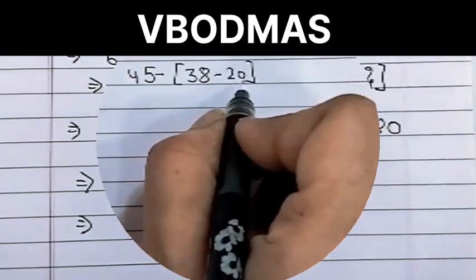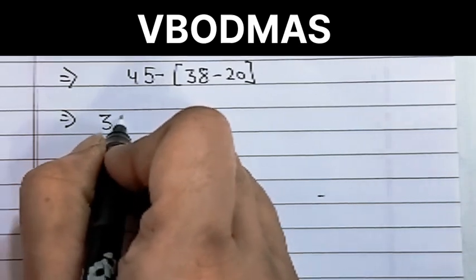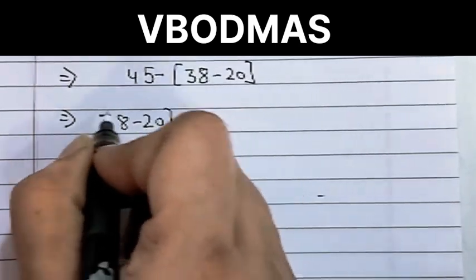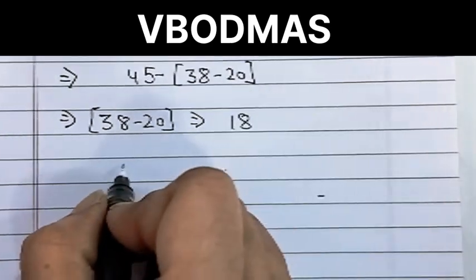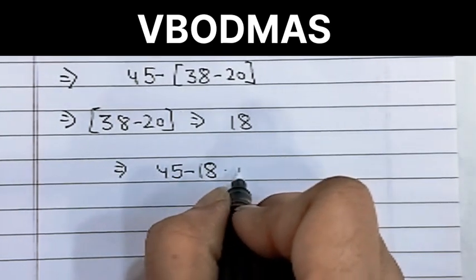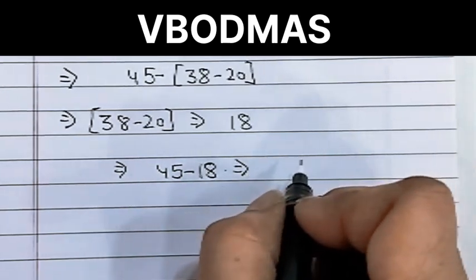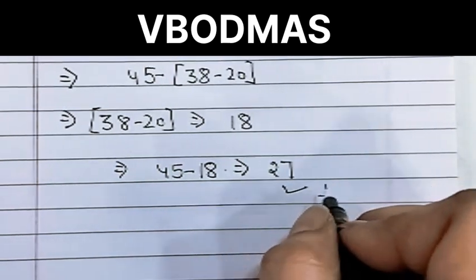Now step 4. As you can see, solve for the final brackets. So there is 38 minus 20 in the square brackets. After subtraction you will get 18. Now the equation becomes 45 minus 18, and then you have to subtract again. So after subtraction you will get 27. So 27 is the final correct answer.